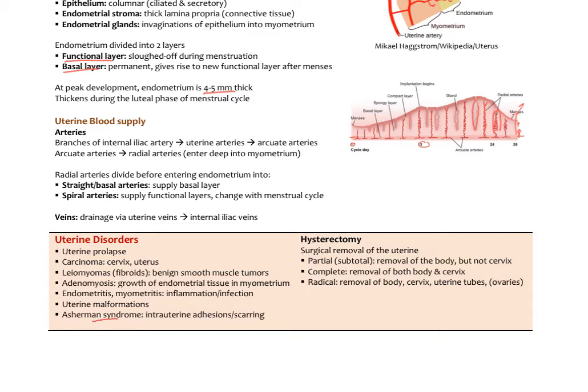Hysterectomy is surgical removal of the uterus, and this can be partial or subtotal, and that's removal of the body but not the cervix. It can be complete, which is removal of both the body and the cervix, or radical, which is removal of the body, cervix, and uterine tubes, usually with the ovaries as well. And as a result, the hormone production is going to obviously be absent, and that might require hormone replacement therapy. All right, so those are just some important uterine disorders. Again, this is more covered in gynecology.